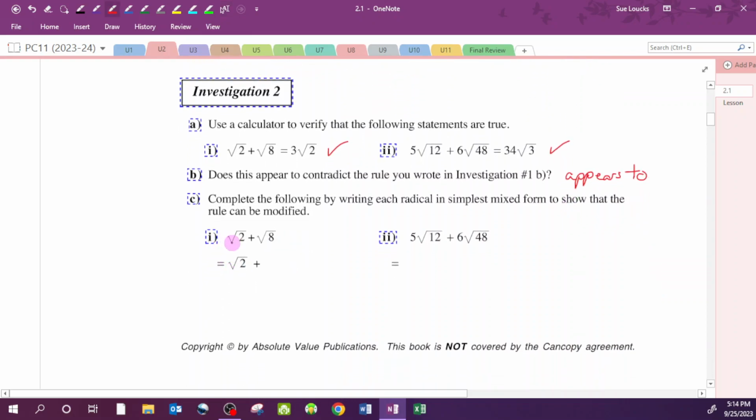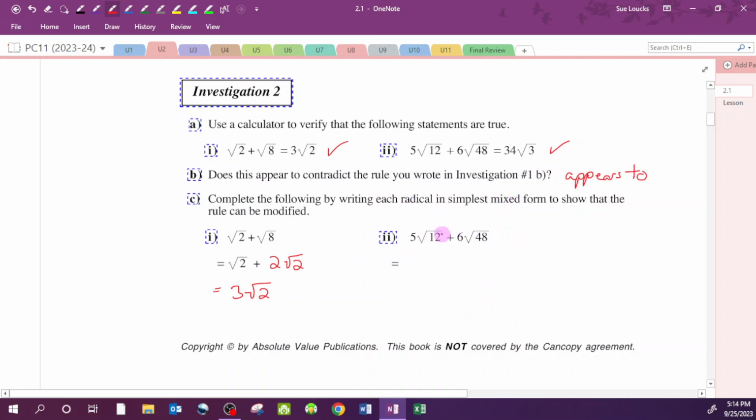So I've got 2 plus root 8. Well, I can rewrite root 8 as 2 root 2. So if I've got 1 root 2 plus 2 root 2, that is then 3 root 2's, which is what we got up here. Yay!